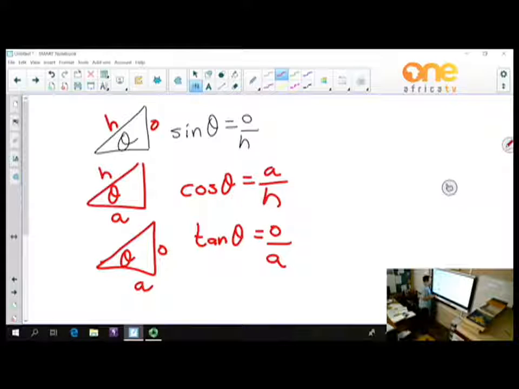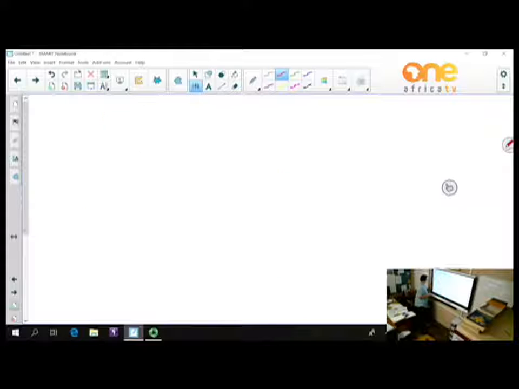SOHCAHTOA. This is what you need to know. It works in a right-angled triangle. Okay, so we're looking now at try now 11 on page 447. Try now 11. Find the value of the unknown in each of the following right-angle triangles. So the question is, which function, which method are we going to use?